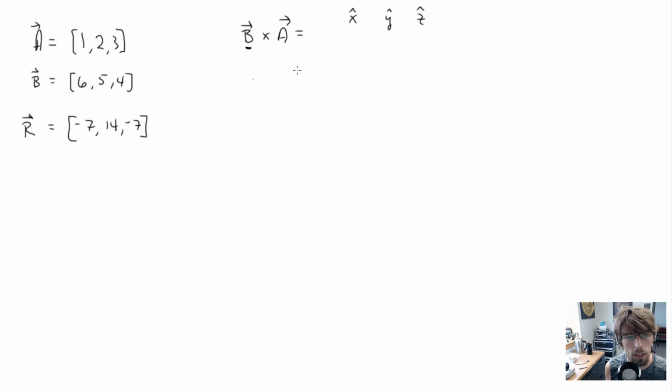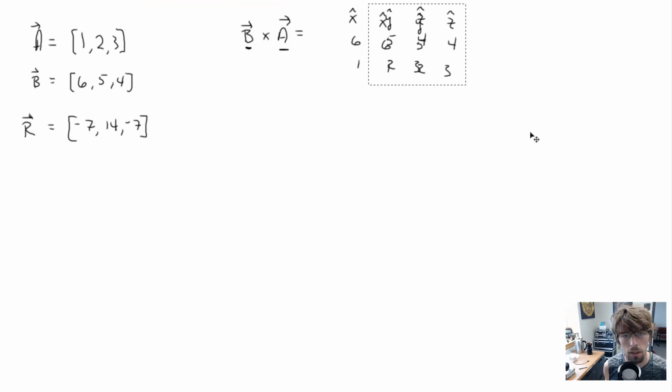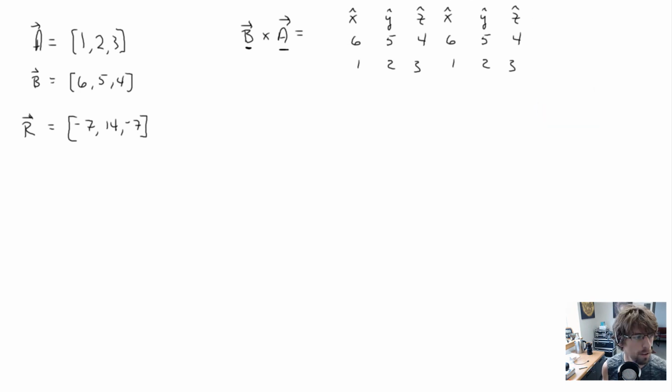B is in the first position, so it goes in the second row. So now I have 6, 5, and 4. A is in the second position, so it goes in the bottom row: 1, 2, 3. Let's copy that and drop it in. And let's go at it. Let's draw our pretty lines. So I get something that says, okay. In fact, let me just draw all three.